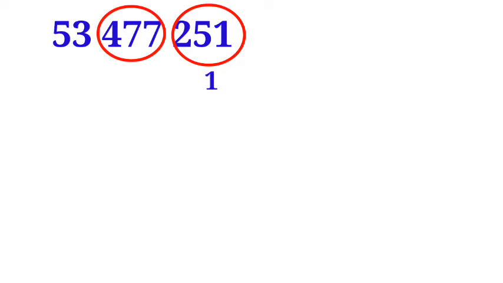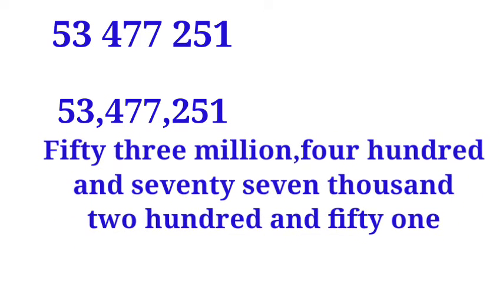For 8 digits, let's group it. You have 2 groups of 3, and you are left with 53 standing on its own. Now, you have 53, you have 477, you have 251. Let's bring them together and read them as a single number. 53,477,251. That's for 8 digits. 8 digits is still within million, and 9 digits is still within million.